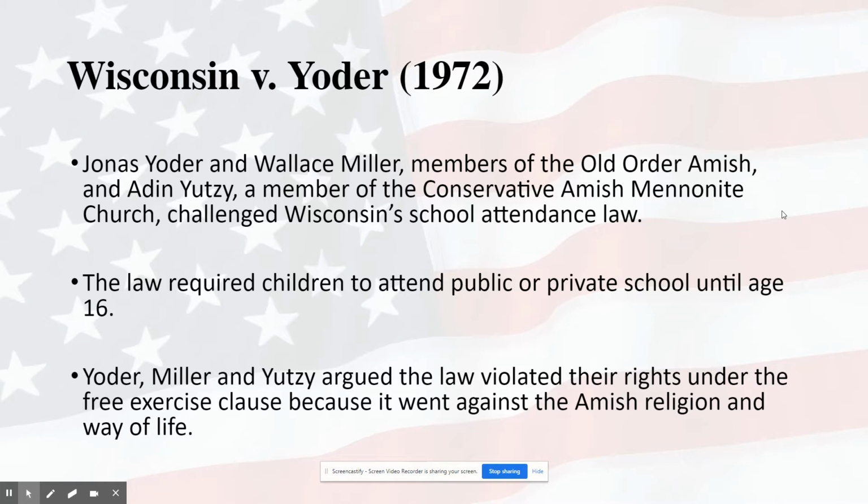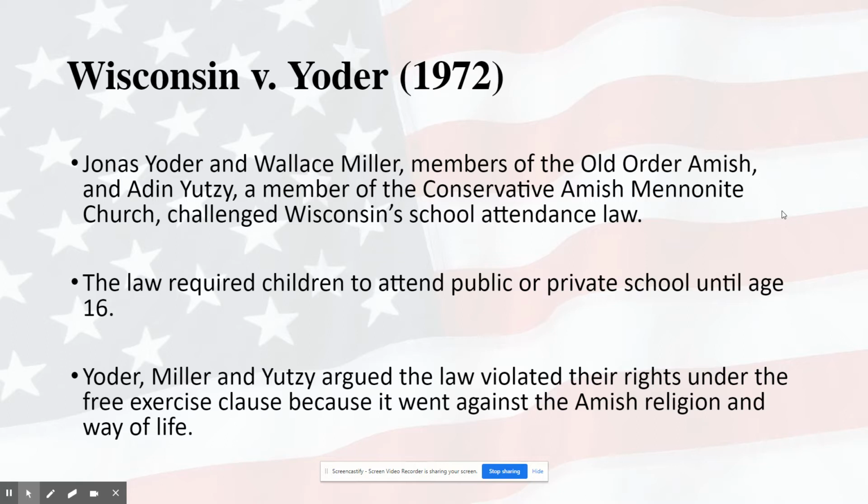So this takes place in 1972 when Jonas Yoder and Wallace Miller, who are members of the Old Order Amish, and Aidan Yetzi, a member of the conservative Amish Mennonite Church, are going to challenge Wisconsin's school attendance law. This law required children to attend public or private school until the age of 16. Yoder, Miller, and Yetzi, who are parents, argued that the law violated their rights under the Free Exercise Clause because it went against the Amish religion and way of life.